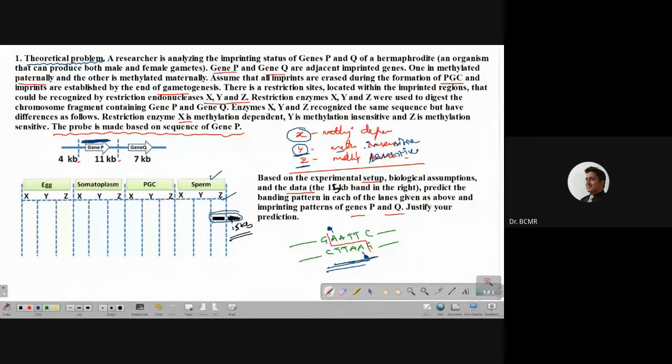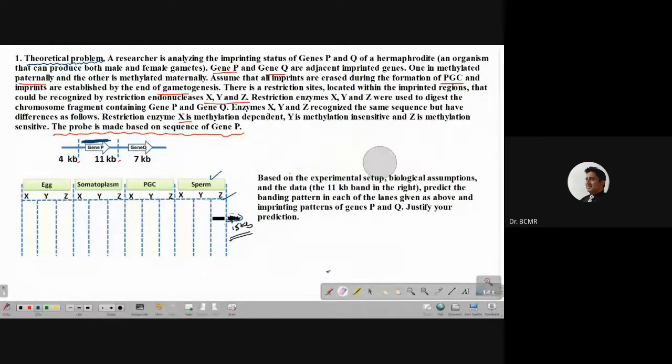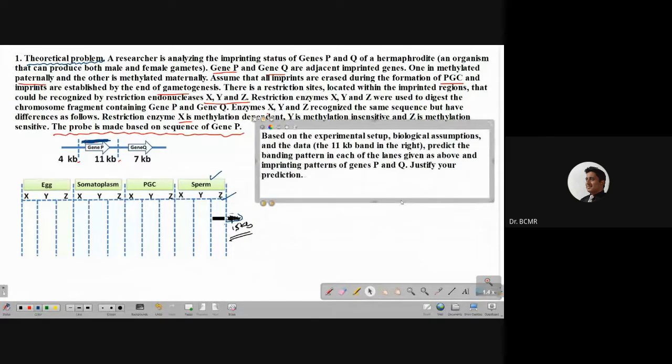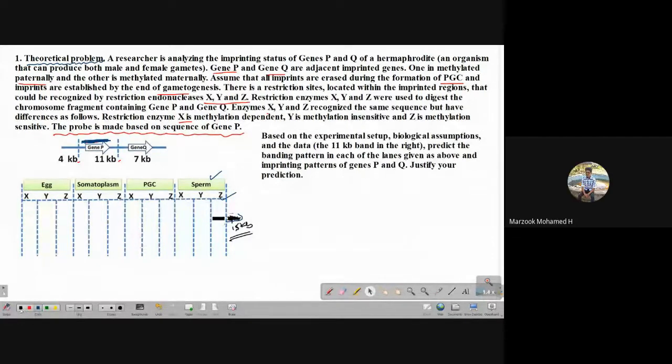Okay, did you figure this out? In what situations will you have a 15 kb fragment? How will you get a 15 kb fragment? In which conditions will you get a 15 kb fragment? If gene P is not methylated, we'll get it. If this part is cleaved here, then this is a 15 kb fragment, right?